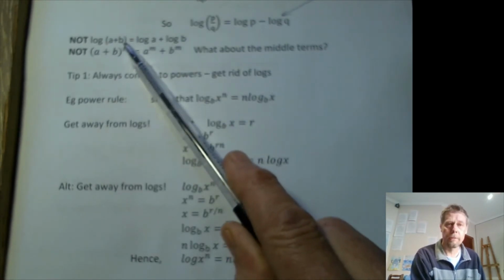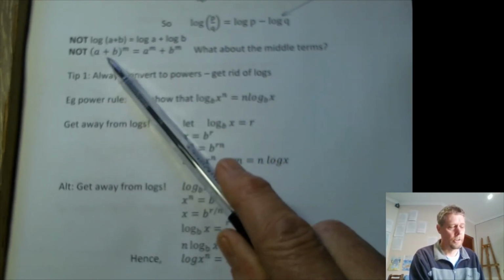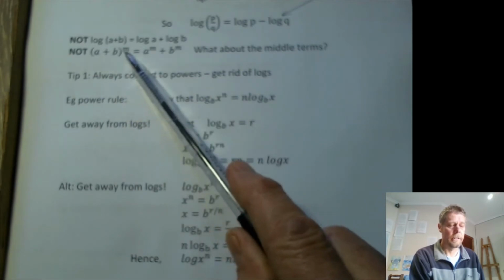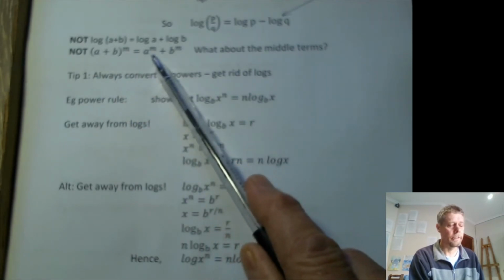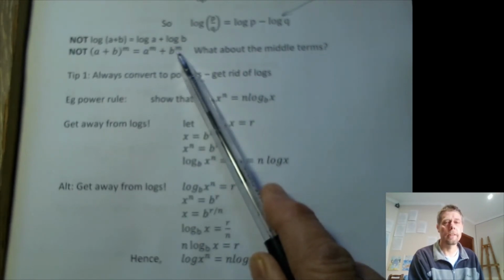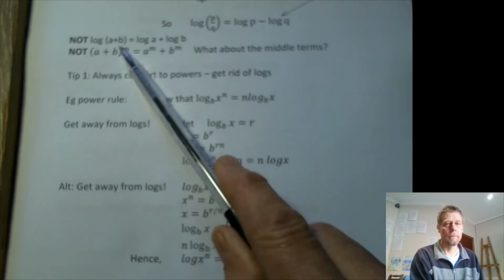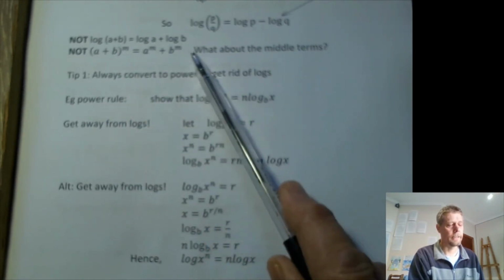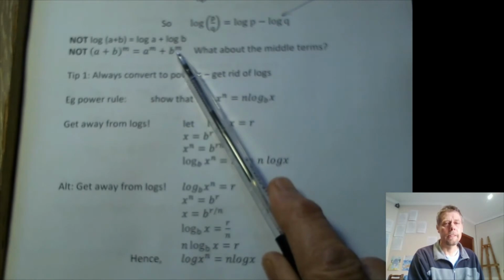You cannot simplify that. And also, just remember that a plus b to the m is not equal to a to the m plus b to the m. That's not what the rule says. So stay well clear of these common mistakes. Why not? This guy's got middle terms, remember? You're multiplying all those brackets out. You know it well, but yet just be careful.